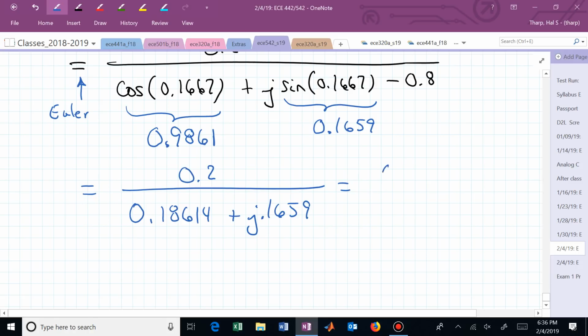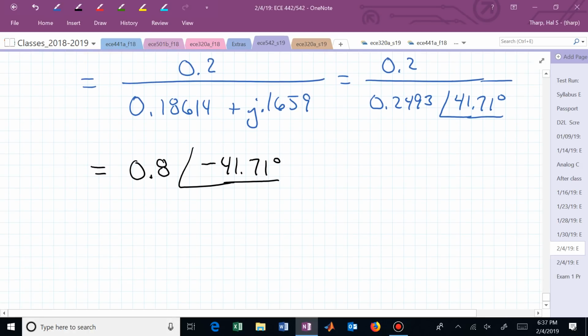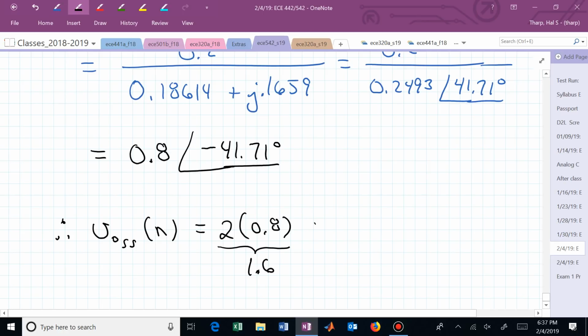Or in polar form, downstairs, we have a magnitude of 0.2493 at an angle of 41.71 degrees. Or that's 0.2 divided by 0.25, which is roughly 0.8, at an angle of minus 41.71 degrees. And now we have that v sub o, our output in the sinusoidal steady state, is 2 times 0.8, or 1.6 cosine of 0.1667 n minus 41.71 degrees.